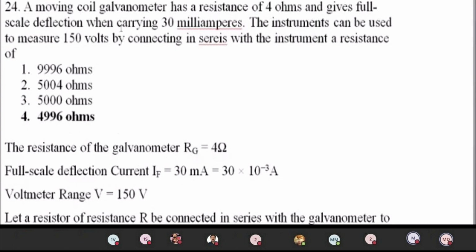The next question: a moving coil galvanometer has a resistance of 4 ohms and gives full scale deflection when carrying 30 milliamperes. The instrument can be used to measure 150 volt by connecting in series with the instrument a resistance of. Again it is an extension type problem.